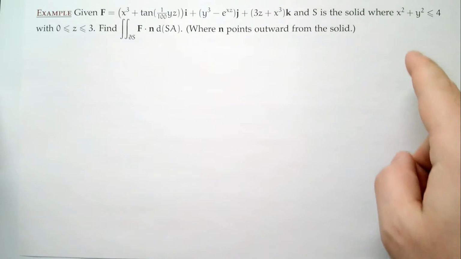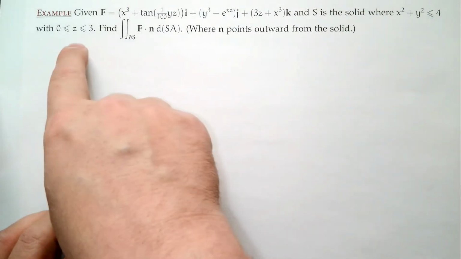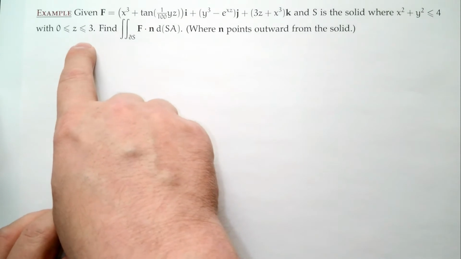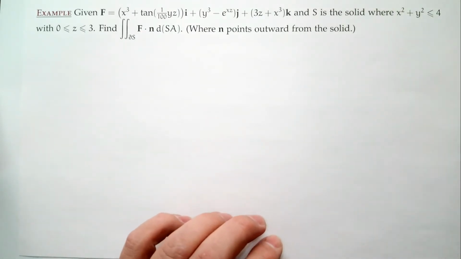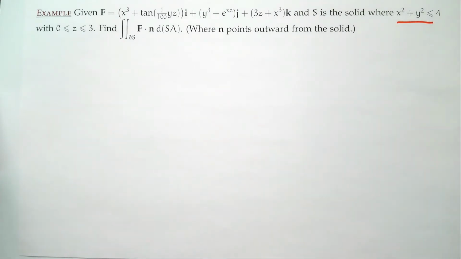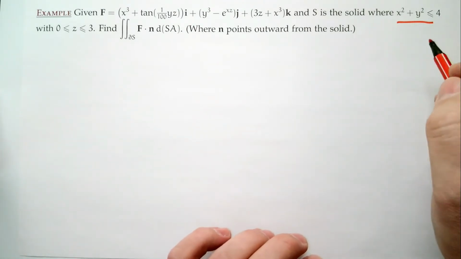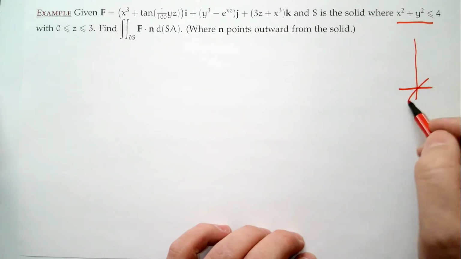S is the solid where x squared plus y squared is less than or equal to 4, and 0 is less than or equal to z less than or equal to 3. What does that solid look like? Yeah, so this x squared plus y squared less than or equal to 4, that would be a circle of radius 2. But of course, in 3 dimensions, it's a circle of radius 2 going straight up and down. So what we end up with is a cylinder.